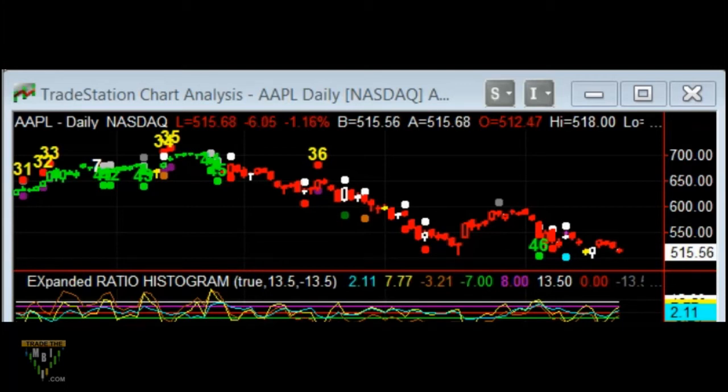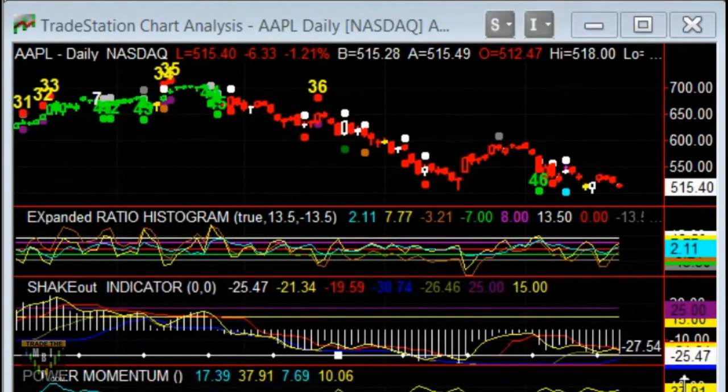Let me change the color on this line that I put on the shakeout. Yellow stands out. Or actually, let's do white, because yellow is the color of the overall line. And you can see that currently, Apple's at negative 25 on a daily. That just means it's been huge distribution from the stock and not really improving any. And let me slide it down. You can get the shakeout right down here at the bottom. And so you can see it right there at minus 25.